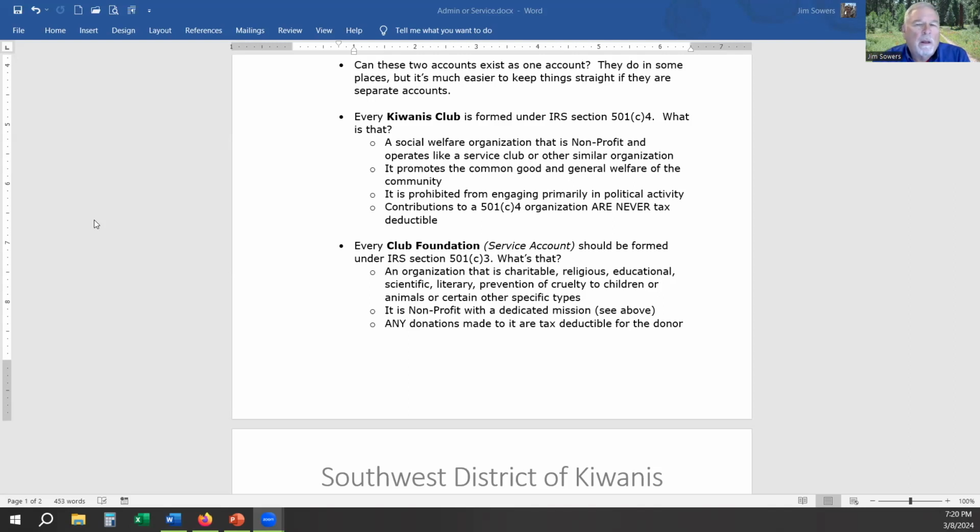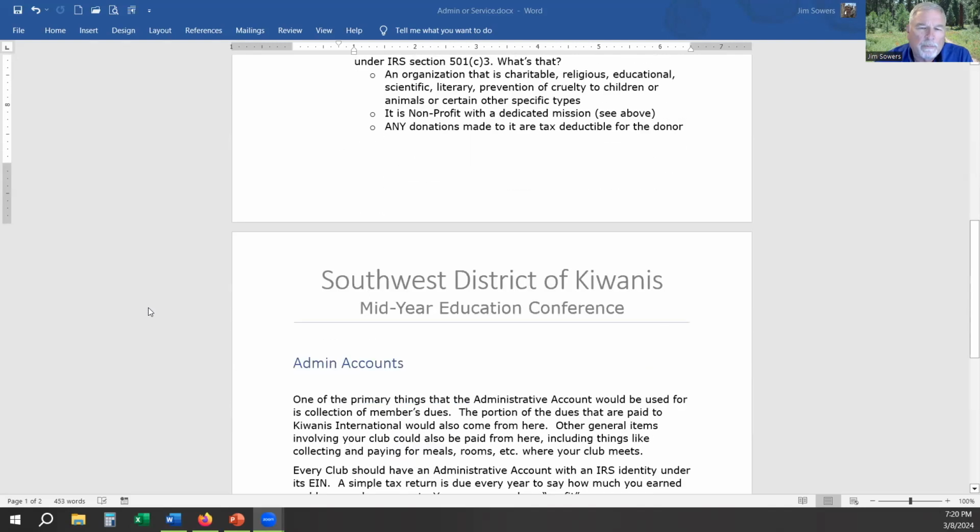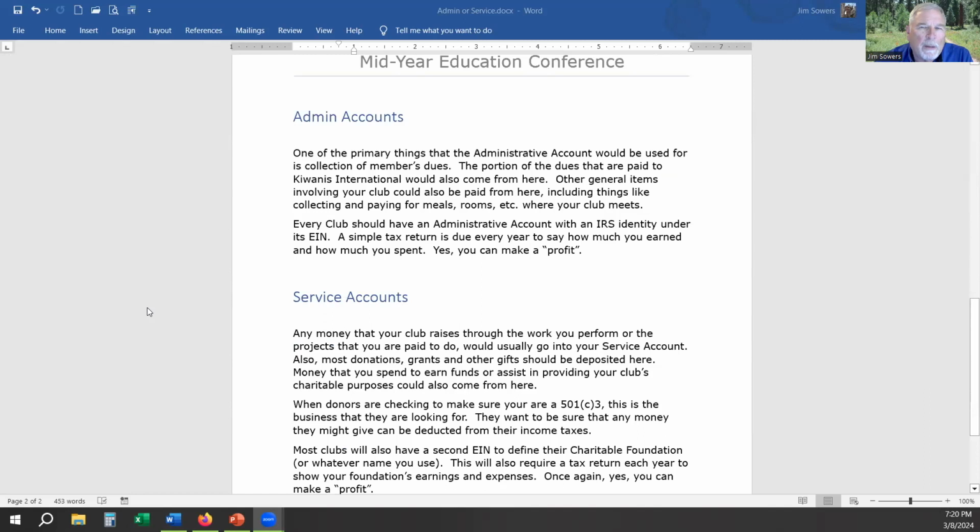And so it's a significant difference between what the club can do and what your service account or foundation side can do. Well, let's look a little deeper here on what an admin account can do. Typically, an admin account is used for collection of dues. And so when you're going through the dues cycle in September, October, you're bringing in money, it should go into your admin account. And when you pay the bill back to Kiwanis International, it should come out of the admin account.